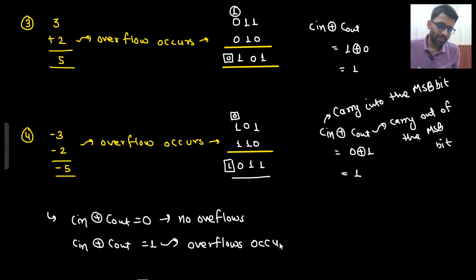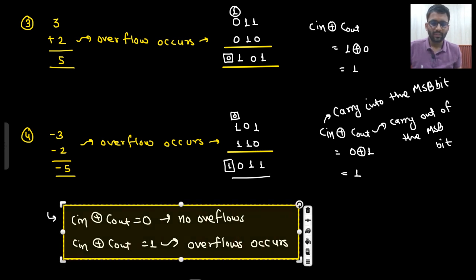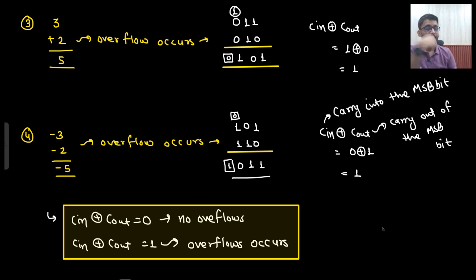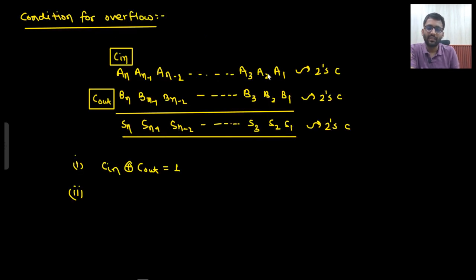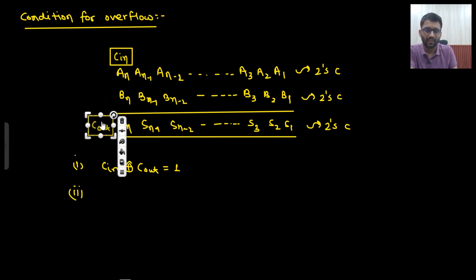So this is the important point that we got to know. There is one more thing. What is that? This is the first condition, that if this kind of number is there, which I have represented in 2's complement, the answer will also be in 2's complement. This is C in, C out I can write here as well. So C in XOR C out would be 1. So that is the condition of overflow.